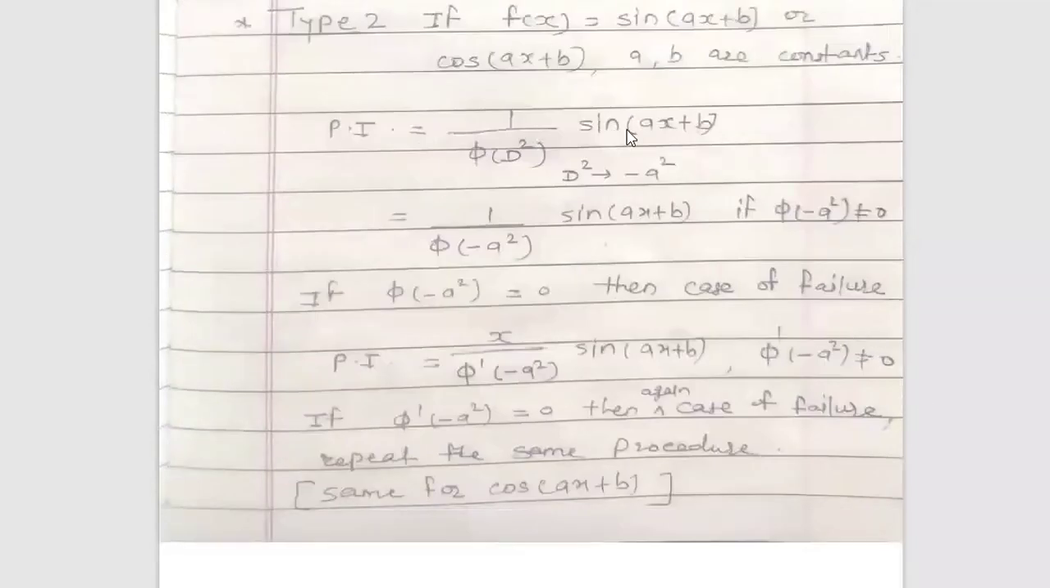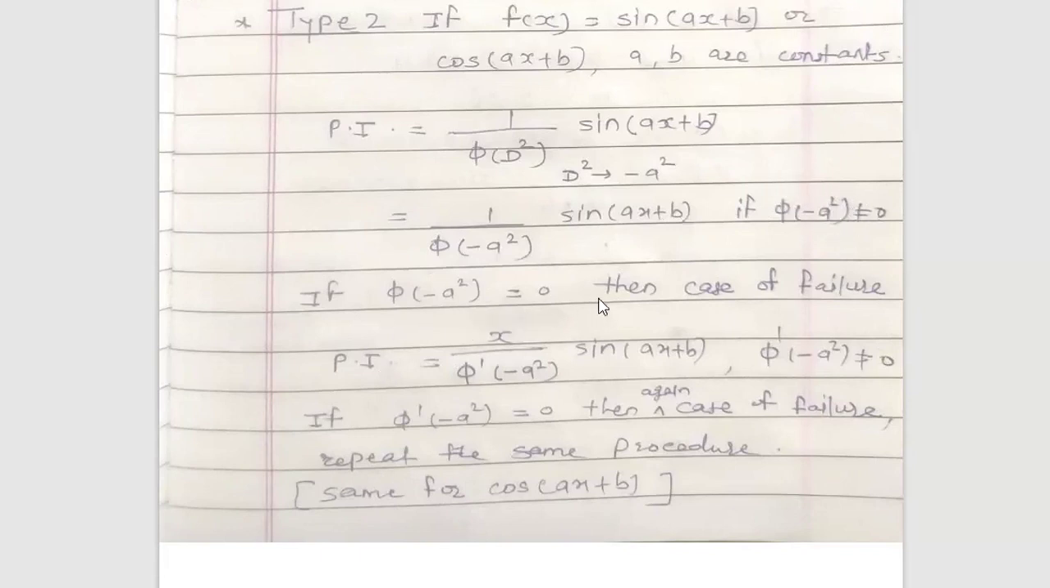So when there is a sine of (ax plus b) function, then in that case, we always replace D square by minus a square. We replace only the terms of D square and not of D. Remember that we always replace the term of D square by minus a square when there is a sine function sine of (ax plus b). So the next term will be 1 upon phi of minus a square into sine of (ax plus b). And the condition is that phi of minus a square must be non-zero. The denominator must be non-zero.